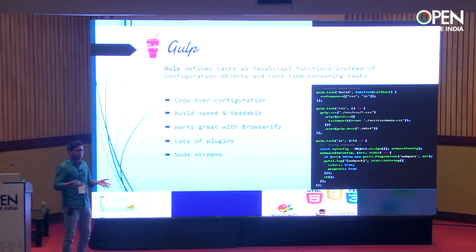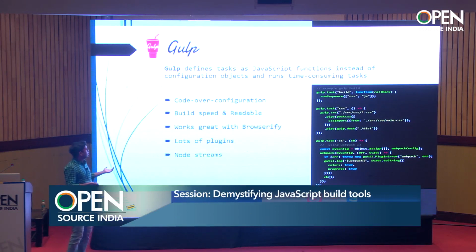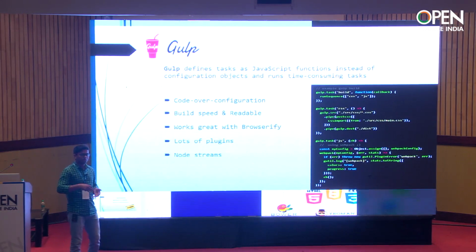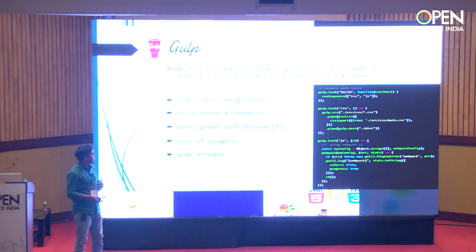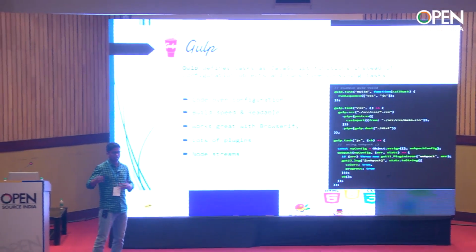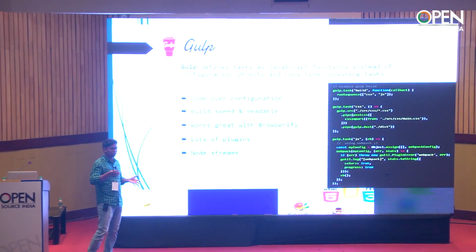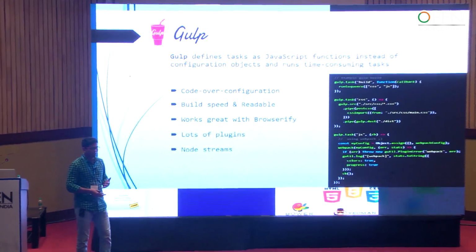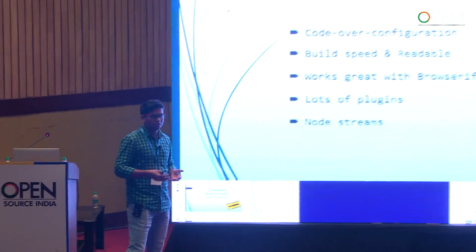The moment Gulp got released, Grunt took a backseat, because with Gulp they made code over configuration. So anything you want to do, you can write a JavaScript program and do the same tasks as Grunt does. But in Grunt, the learning curve was steep, because you need to understand the JSON schema and make the modifications. But in a program, you can dynamically update.